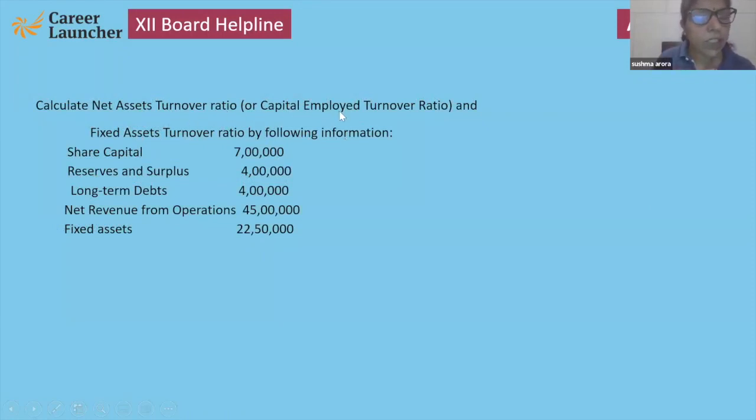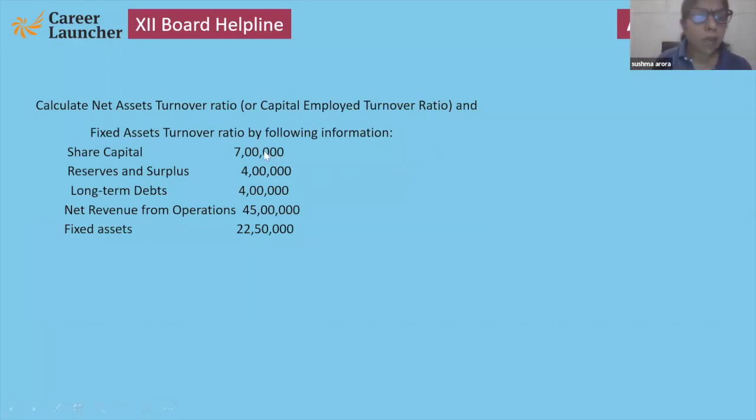Net asset turnover ratio is also known as capital employed turnover ratio. The formula is net RFO, net revenue from operation, upon capital employed. And fixed asset turnover ratio, simple formula, net RFO upon fixed asset, meaning non-current asset. So don't be afraid of these newly added topics. Just learn the formulas.